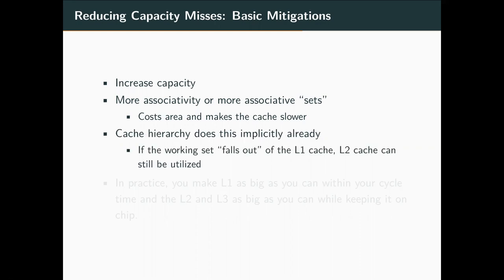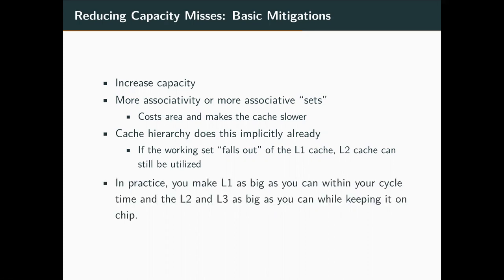So another mitigation is the hierarchy that we already have. We have our cache hierarchy of L1, L2, L3. Obviously, L1 is the smallest. And if our working set falls out of L1, maybe L2 can still be utilized. Maybe our working set is only 2 megabytes, for example, and L2 cache can hold 2 megabytes, but L1 cache can hold like 512 kilobytes. Well, at least we'll be hitting L2. We won't be hitting L1 all the time, but it's a lot better than having to go out to L3 or out to memory.